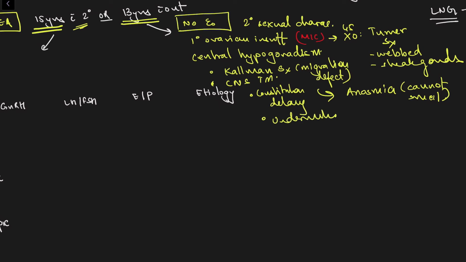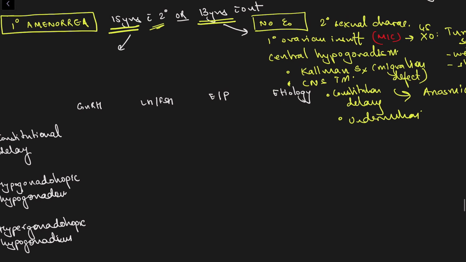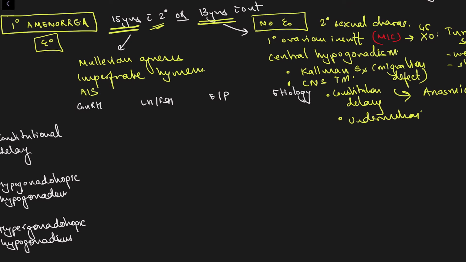Right. Then, if the secondary sexual characteristics are present, this indicates that estrogen production is normal, but there are other anomalies which can either be anatomic or genetic. And the etiologies include Mullerian agenesis, imperforate hymen, and androgen insensitivity syndrome. Let us look at the etiologies in a bit more detail.